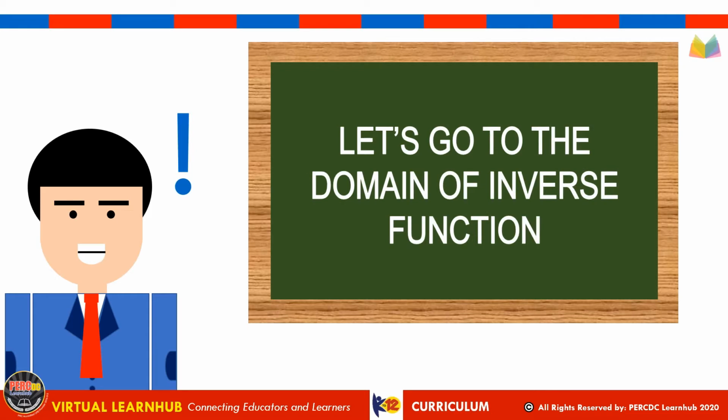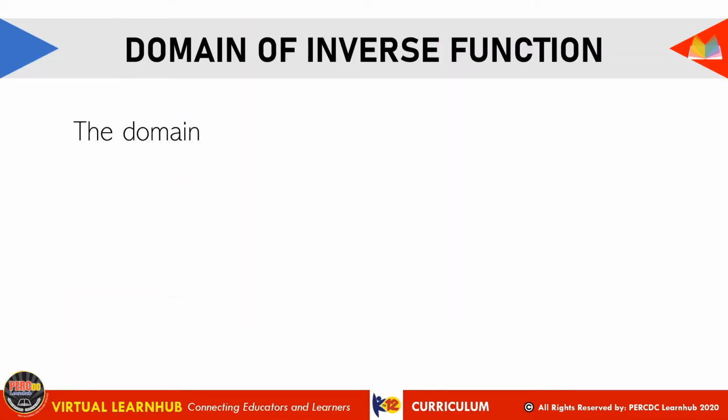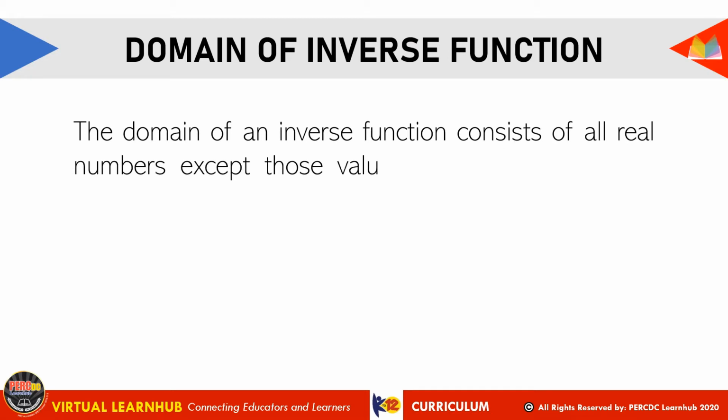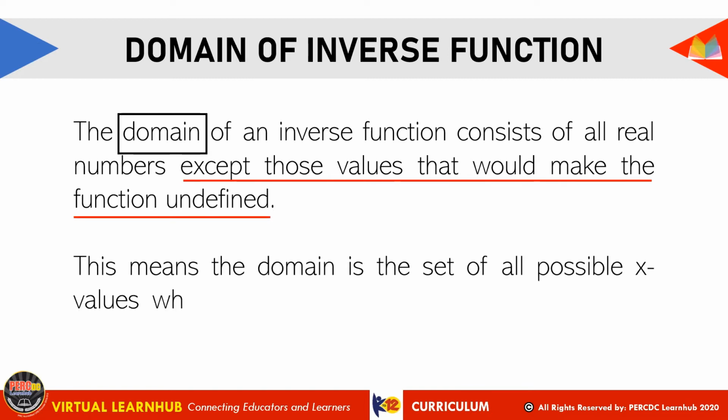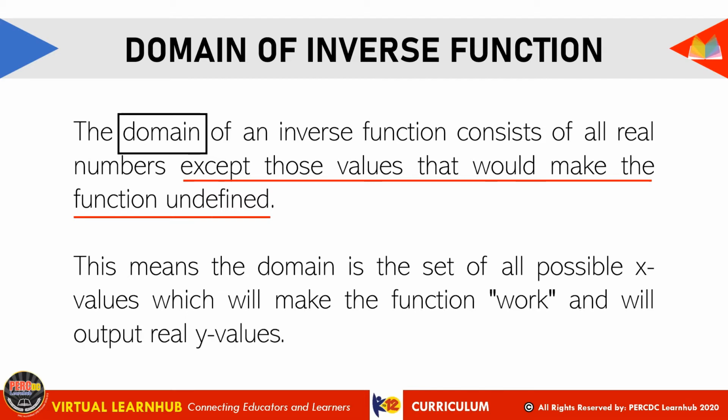Let's go to the domain of inverse function. The domain of an inverse function consists of all real numbers except those values that would make the function undefined. This means the domain is the set of all possible x values which will make the function work and will output real y values. Sometimes, instead of the term possible, we use the word permissible. Our default domain is the set of all real numbers unless there will be exemptions. The exemptions are the values that will make the function undefined.